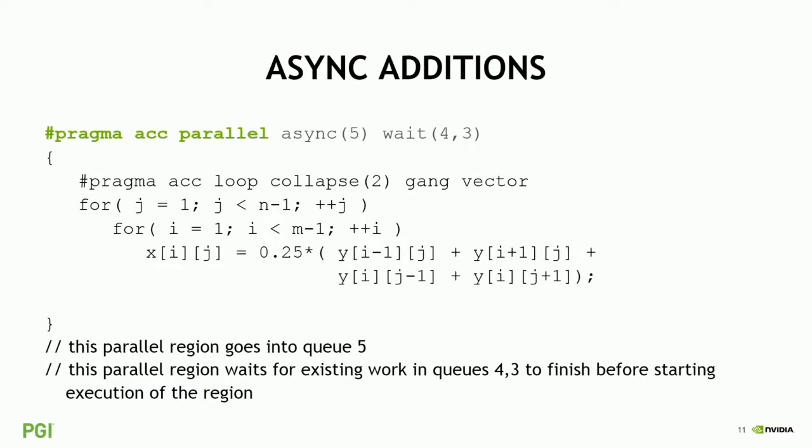This here would be a parallel region, a kernel, that gets put into queue number 5. That's what the async clause does. But at the same time, we put in a barrier for queues number 4 and 3. So we create a synchronization between Q5 and Q4 and 3, and we make sure that this kernel will only start executing in queue number 5, where we've put it, once all the work in 4 and 3 so far has been done.